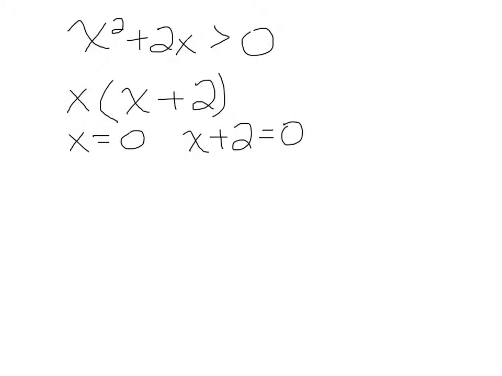And solve. So I'm going to subtract 2 from both sides and get x equals 0 or x equals negative 2. So I'm going to sketch the graph. X-intercepts are at 0 or negative 2.